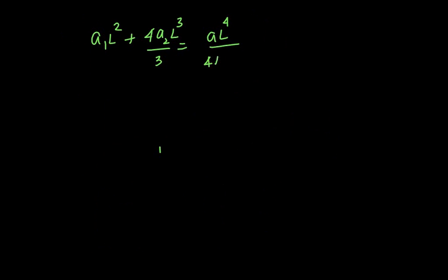Now I'm going to divide by L squared both on the left-hand side and on the right-hand side. If I divide by L squared on the left-hand side, I'm going to get A1 plus 4A2L over 3 is equal to, if I divide by L squared on the right-hand side, it becomes AL squared divided by 4AE.